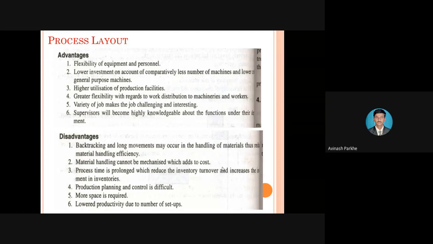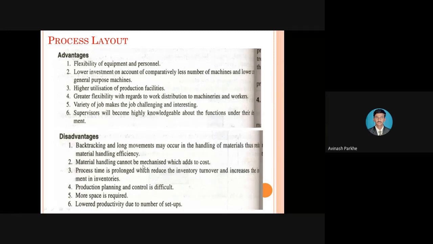Sometimes backtracking also takes place. We perform all the operations on the lathe machines, then we move to the milling operation. But by mistake, some lathe operations are remaining, and we observe that some lathe operations still remain. So what we do is take that particular product from the milling location back to the lathe location. That means backtracking is taking place. Such situations happen in the process type of layout.